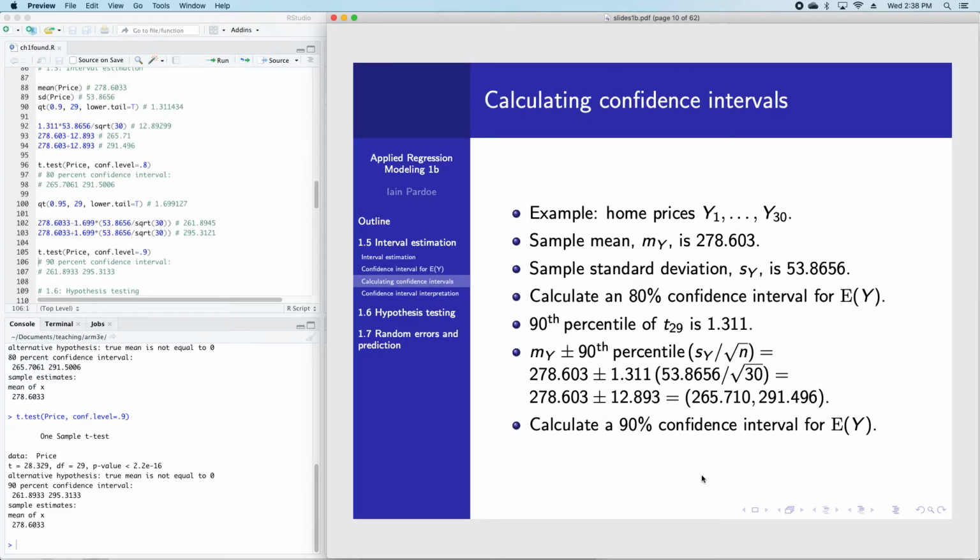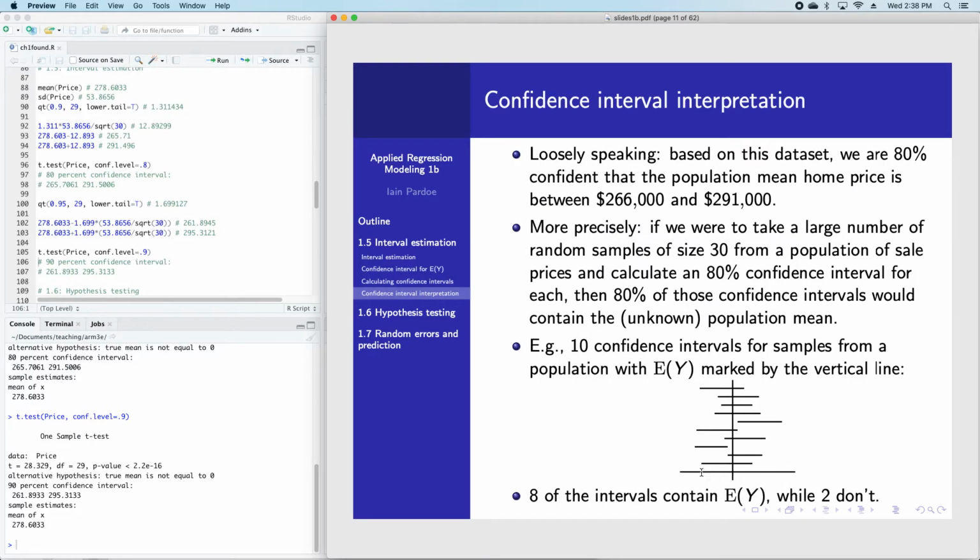Okay, so that's how to calculate a confidence interval, or how to use statistical software to calculate it for you. What's the interpretation? So loosely speaking, as we've said before, we can say based on the data, we're 80% confident that the population mean home price is between $266,000 and $291,000. So that's the easiest way to interpret the interval using this wording here.